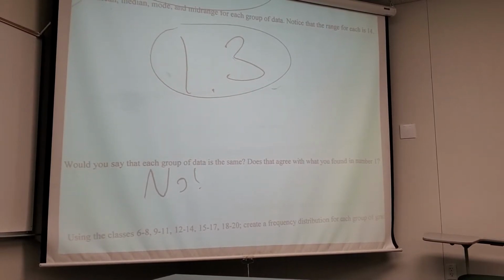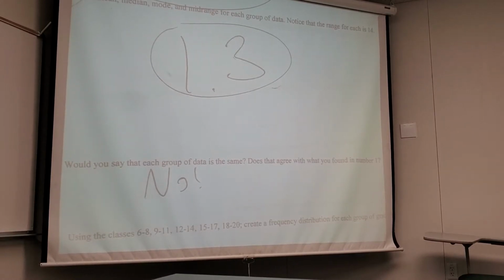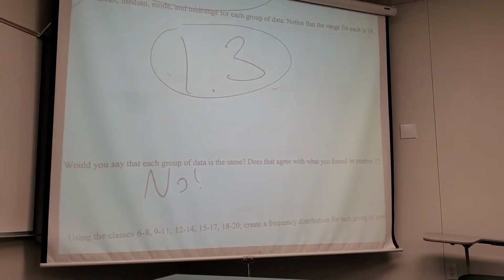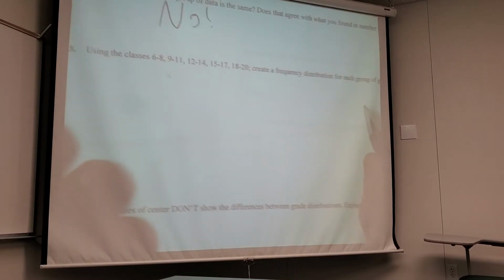That's what this sheet is trying to get us towards. It's trying to show you we got all these different measures of center, but they're not good enough to distinguish. They all say the same thing, even though we know the data sets are not the same. So I have to develop another number that captures this other thing that's not the same. So that's why I made you do this next thing.